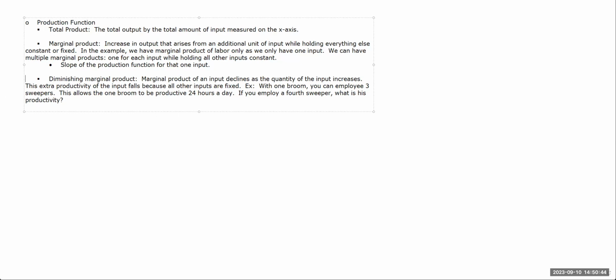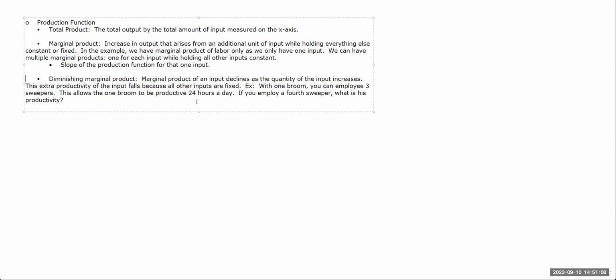The last concept we learned about is the diminishing marginal product, and in our case, of labor, of an input, or labor in this case. Marginal product of an input declines generally. Okay, sometimes it can be flat. As the quantity of input increases, this extra productivity of the input falls because all other inputs are fixed.